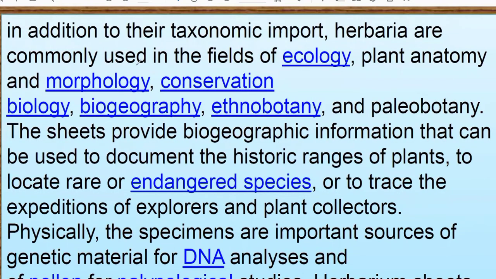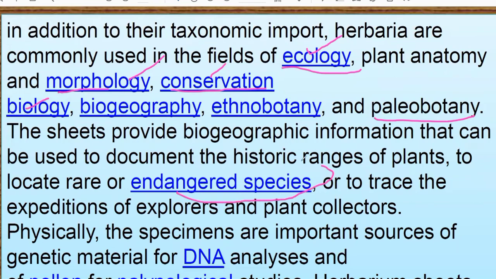So in addition to taxonomic importance, herbaria are commonly used in the fields of ecology, plant anatomy, morphology, conservation biology, biogeography, ethnobotany, and paleobotany. So herbarium is not only for identifying new plants but also regarding ecology, morphology, conservation biology, biogeography, ethnobotany. The specimens provide biogeographic information that can be used to document the historic ranges of plants and to locate rare or endangered species.